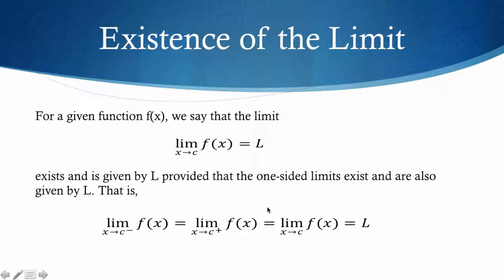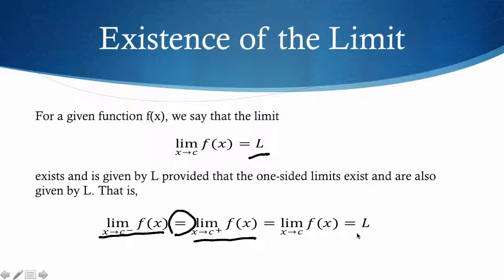Recall that in the previous lesson, in order for a limit to exist, both sides have to agree to the same value. In this case, we called that value L. In other words, each one-sided limit has to be approaching that particular value, and this value has to be the same when approaching from either side. From the left side and from the right side, they have to be equal to each other.